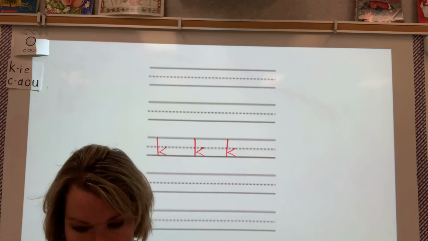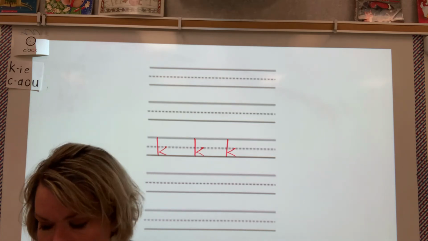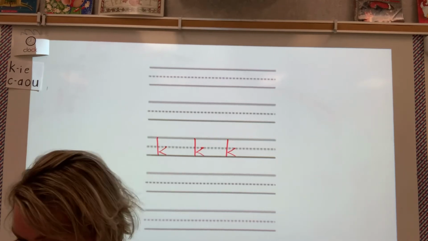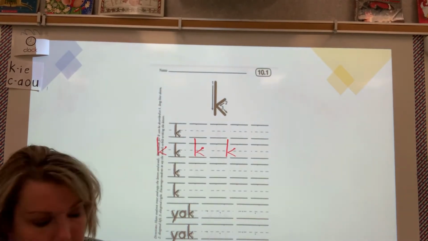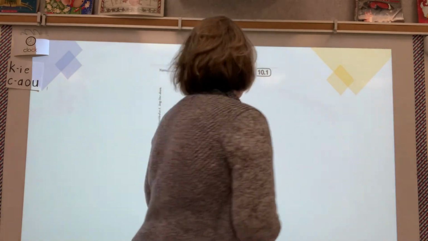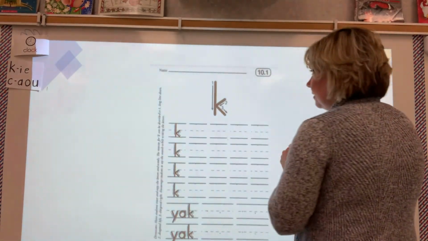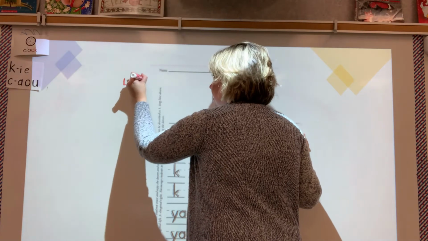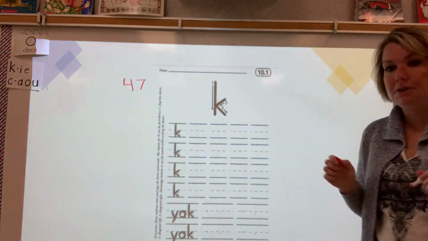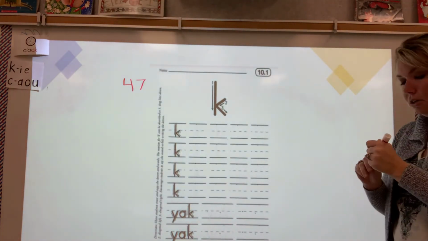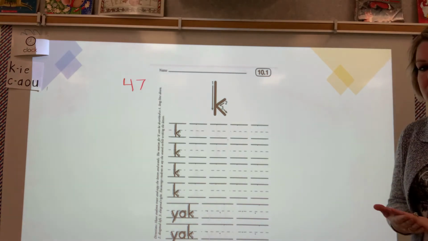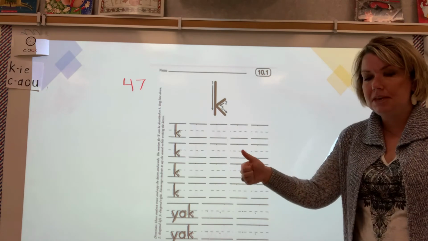What I'd like for you to do now is get your handy dandy puppy dog book out, and you're going to turn to page 47. That's going to be a 4 and a 7, probably near the middle of your book. When you have your puppy dog book out and turn to the right page, give me a thumbs up.